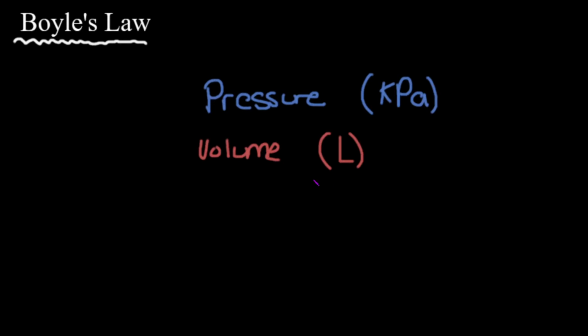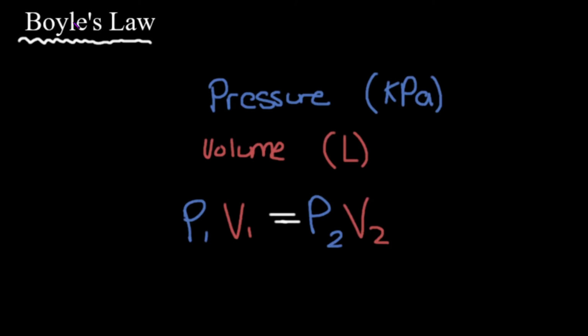Alright, so the formula of Boyle's law is P1 times V1 is equal to, keeping the same colors so it'll be a little easier to understand, P2 times V2. Alright, so let's start off with what Boyle's law really means.